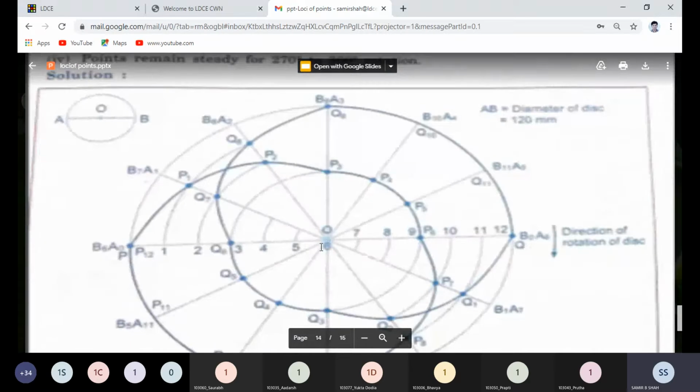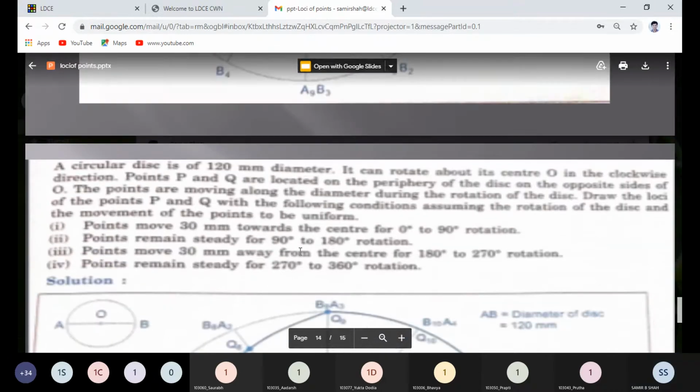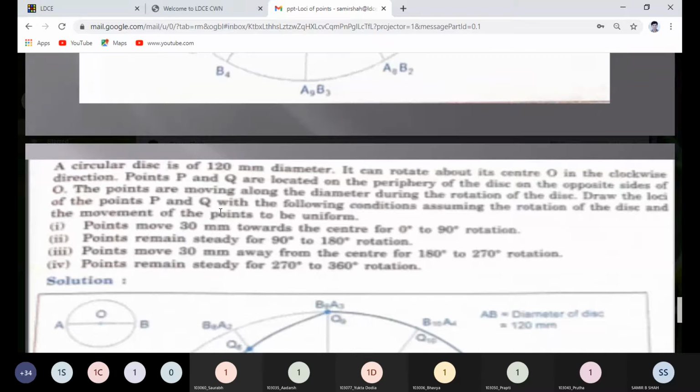Okay, you can just see it here: O, P, Q and this is the circle. The points P and Q are on the periphery of the circle, opposite with respect to O. The points are moving along the diameter during the rotation of the disc. Draw the loci of points P and Q with the following conditions. Some conditions are given to you for the disc and the movement of the points to be uniform.